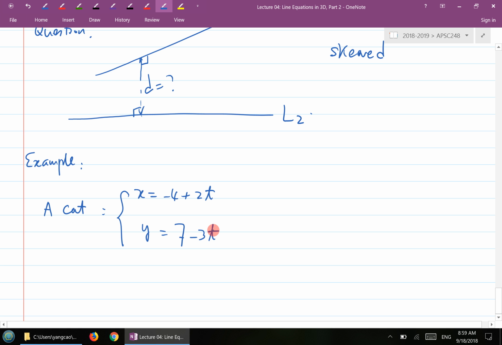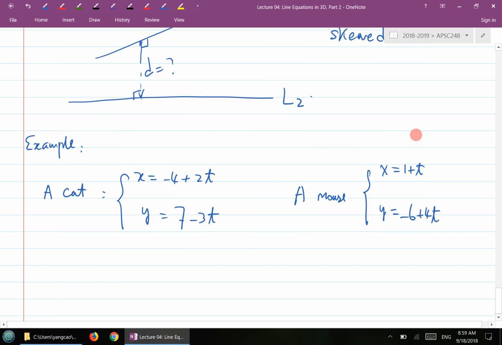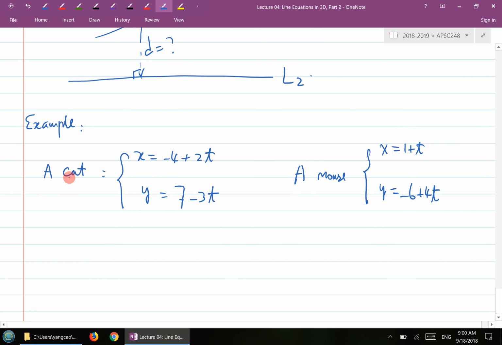So here's a trajectory for a cat. And here's a trajectory for a mouse. Given two trajectories, this time I'm going to give the trajectory a very specific meaning. It's not just a mathematical parametric equation. I will call this the motion. This is the trajectory the cat is traveling, and this is the trajectory the mouse is traveling. Like a Tom and Jerry area here. So now the question is, will the cat catch the mouse?